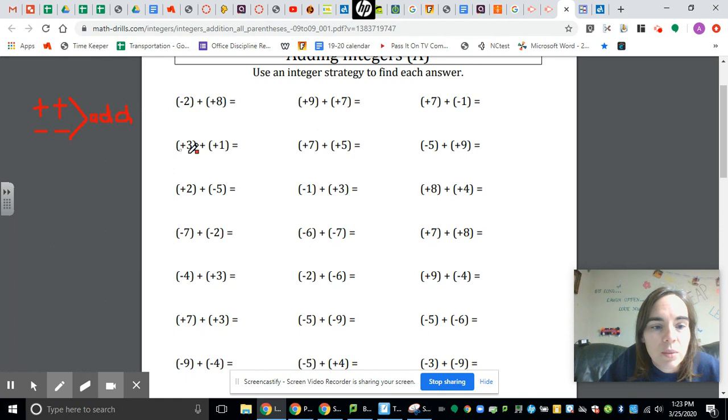So for instance, right here I've got positive 3 plus positive 1. I'm going to add and I get positive 4. Both of these numbers are positive, therefore the answer is positive. And then here, let's see. Here's a negative plus a negative. If both of mine are negative, then I'm going to add. So negative 2 plus negative 6, I'm going to add 2 plus 6 and get 8. Both of those numbers are negative, so therefore my answer is negative 8.